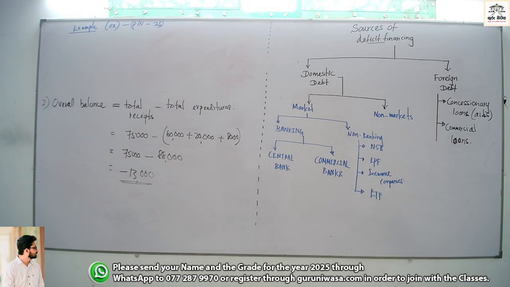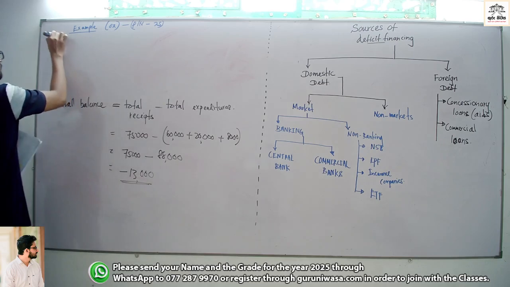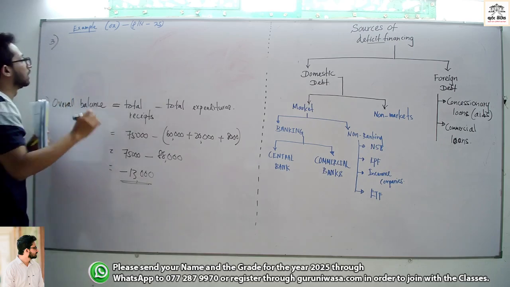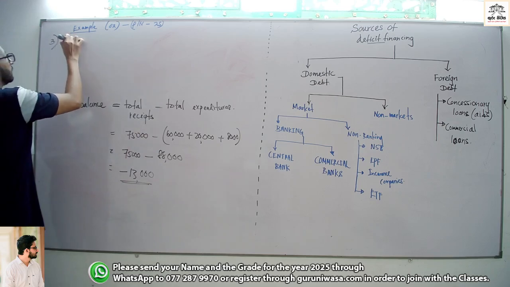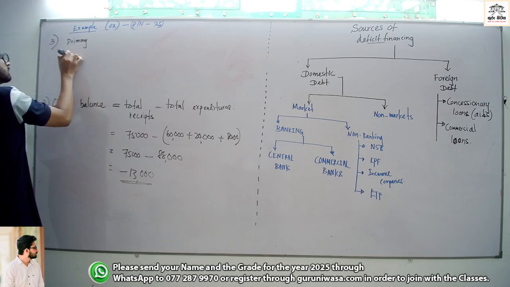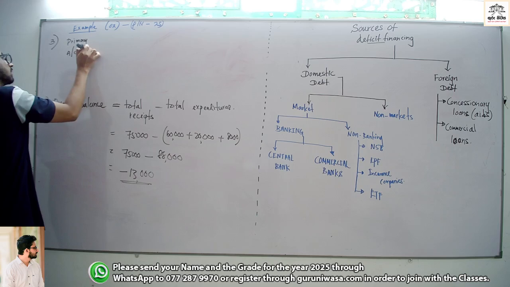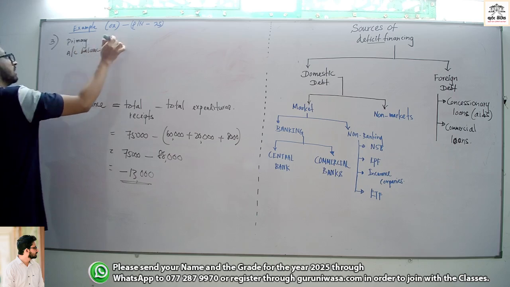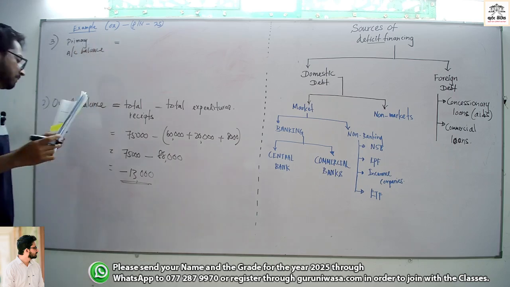Next one, last one, children. Primary account balance. How to calculate primary account balance, the third one. I'll show both methods. Primary account balance equals primary account. What is the original and simple equation, children?